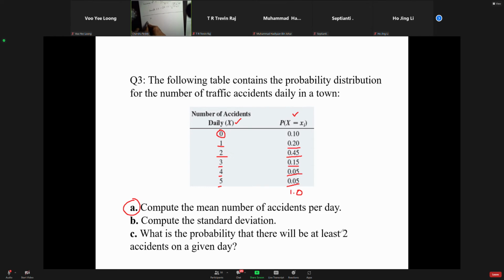You may just note down the data. Please note down the data.